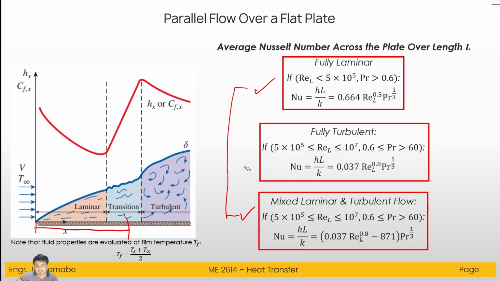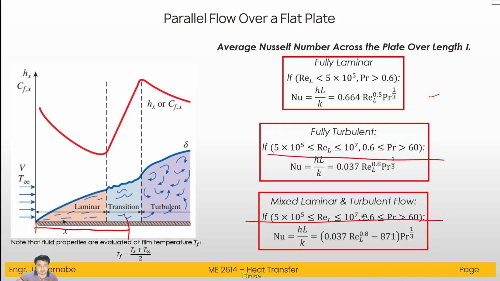Okay, so usually we will use these two equations. So they have different formulas, but you will get onto it soon. So they have similar limits for fully turbulent and for mixed.